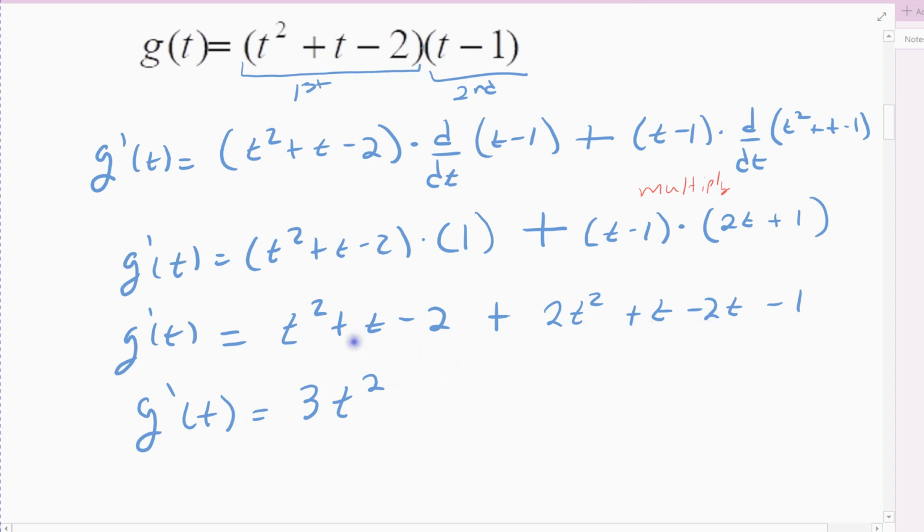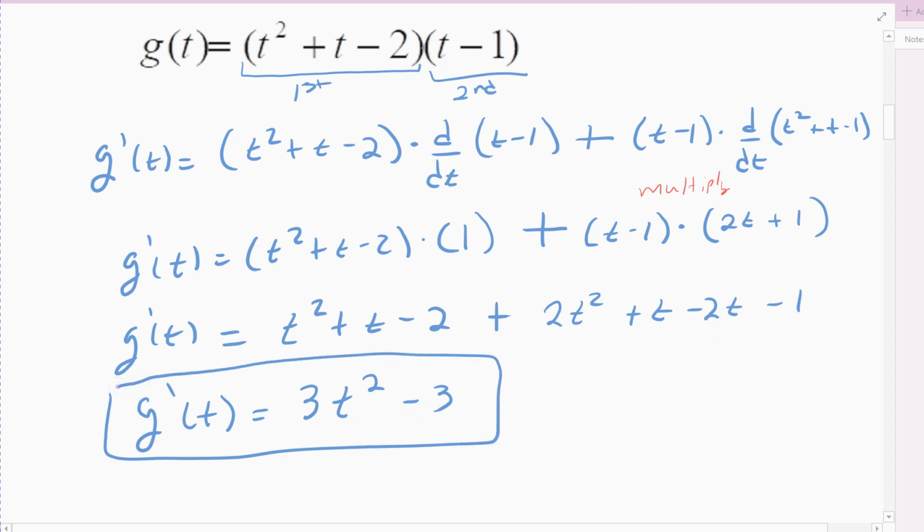So the t's zero out, right? Those zero out, so I've got no t's. And then negative 2, negative 1, and so negative 3. And there's that expression's derivative. Completely simple. So it starts out complex, but it actually simplifies to a fairly nice looking expression.